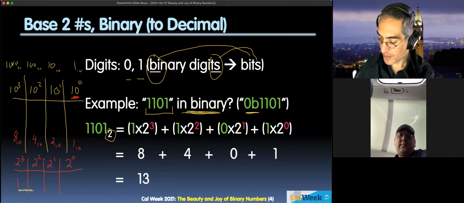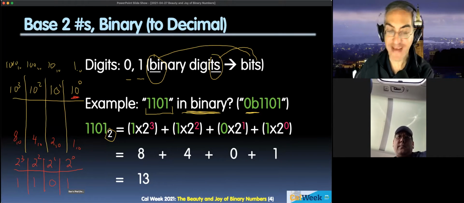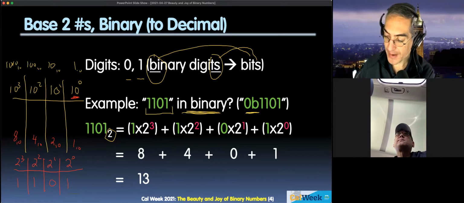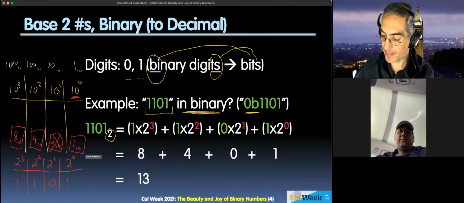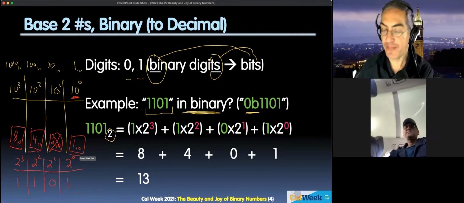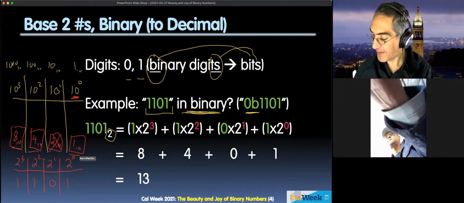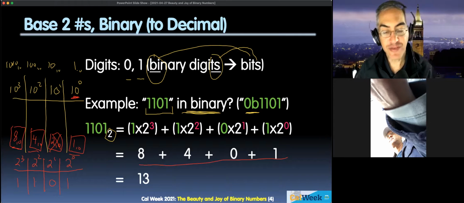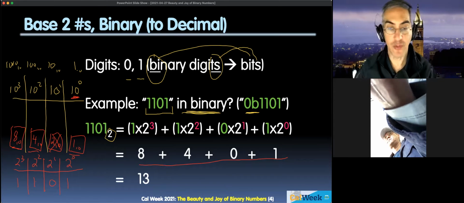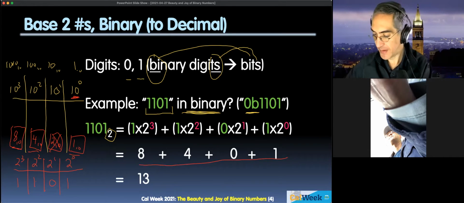1, 1, 0, 1. And I'm saying, basically, I got 1 package of 8 from Amazon. 1 package of 4. 0 packages of 2. So I didn't get any of those. And 1 package of 1. So if I got an 8, a 4, and a 1, 8 plus 4 is 12, plus 1 is 13. Get it? Okay. So that's how to convert binary to decimal. If I give you binary, 1101, you can now convert it to decimal. 8, 4, 0, 1. Isn't that neat? Okay.